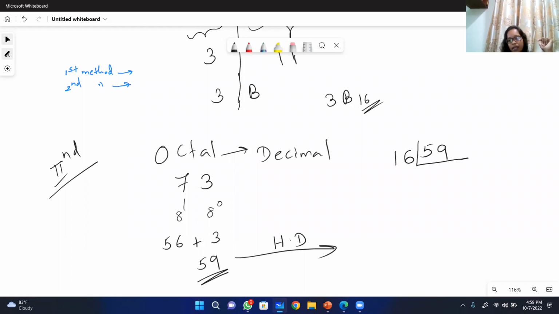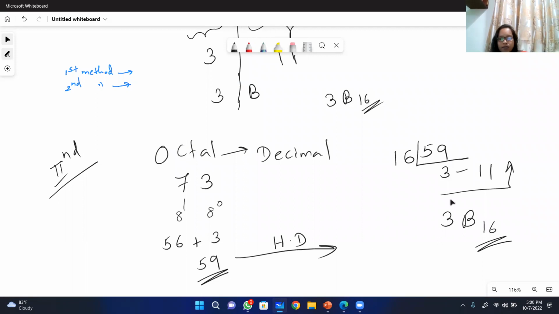Divided by 16, teacher. 16. That is 3 and 48, 48 is 11. Then again the answer is 3 11, which means 3B. 3B, the base is 16.